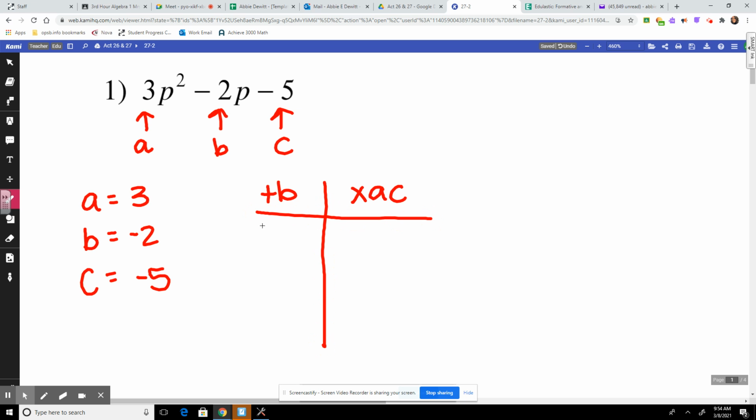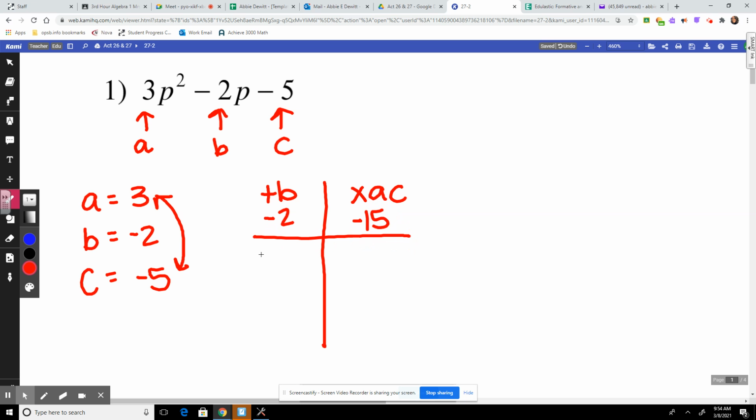So what adds to negative 2, I shouldn't have drawn that line there. Let me fix that. What adds to negative 2 and multiplies to a times c? What's a times c? What's 3 times negative 5? Negative 15. Okay, so that's the only difference: when you multiply a and c, because a is no longer 1, you're actually going to get a value that's not just your c value. It's a times c.